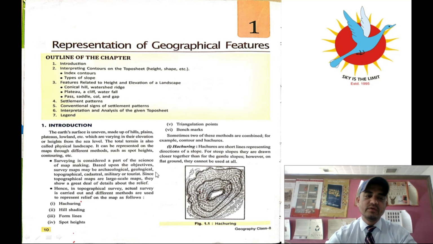Among these techniques, the first is the hachuring method. In this technique the lines are very short and very close together. You can see in diagram 1.1 that short lines are there, and these short lines are very close. If the short lines are very close, it means that part of the land feature is elevated. If these dashes are very close, it means steep slopes are there, and if the dashes are wider apart, it means gentle slopes are there.